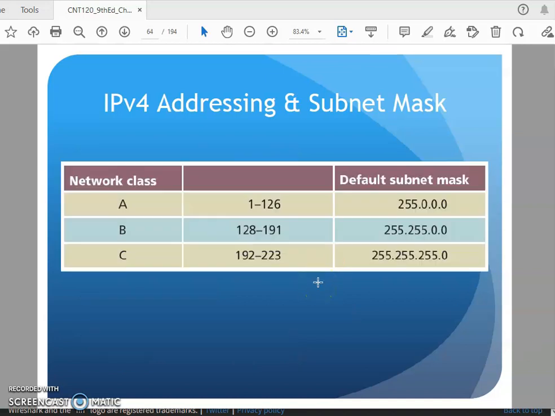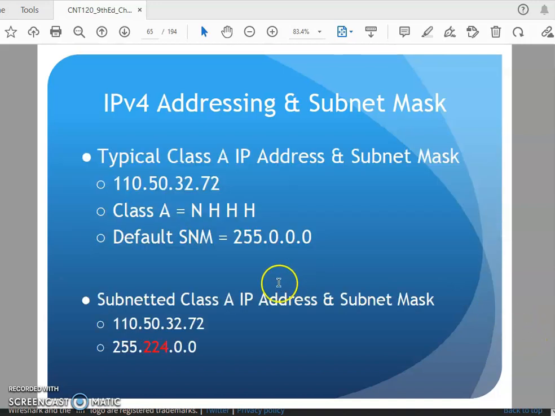And this lets us know which part of the address is network, which part is host. So my default subnet mask for Class A is 255.0.0.0. This is the network octet. The zeros over here are the host octets. So network, host, host, host. Class B, first 2 octets were network, last 2 were host. Class C, first 3 octets were network, last one was host. Those are the default subnet masks for A, B, and C.